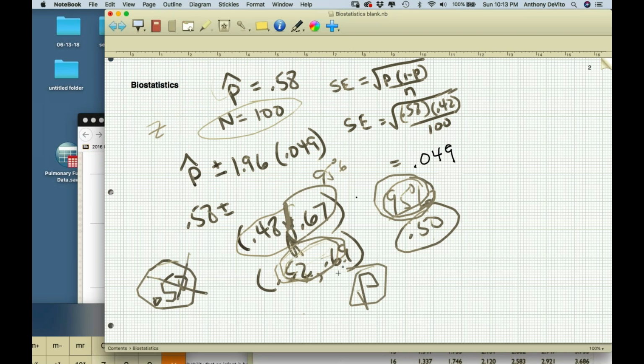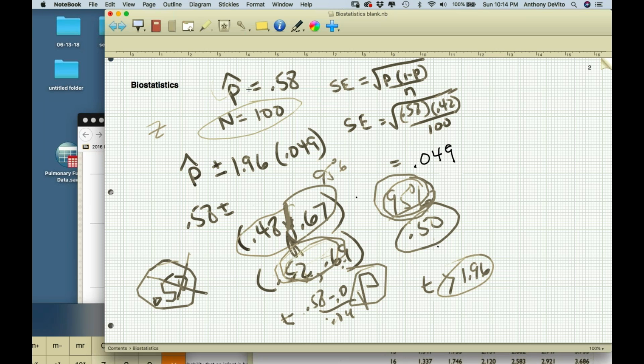The better way to do this is the t-test. And on the t-test, you would have said 0.58 minus 0.50 over the standard error, which is 0.049. Come out with a t-value and look to see if that t-value was greater than the critical value of t, which when you use the z-score is 1.96, right? For a large sample size, or if you know the population standard deviation.